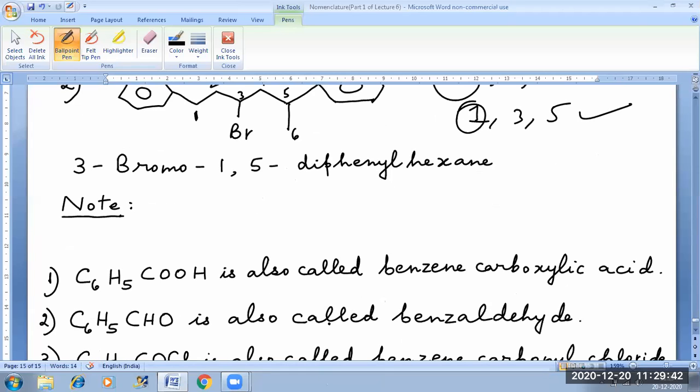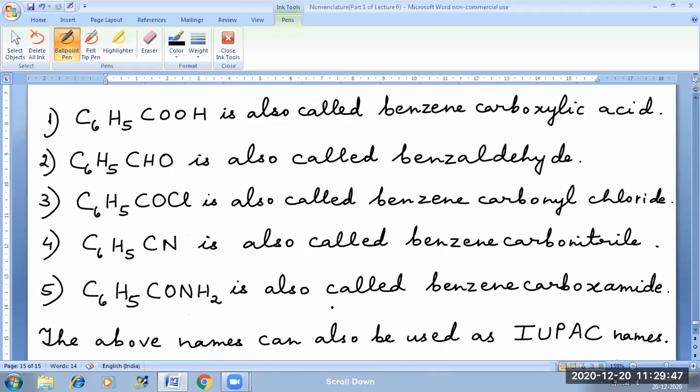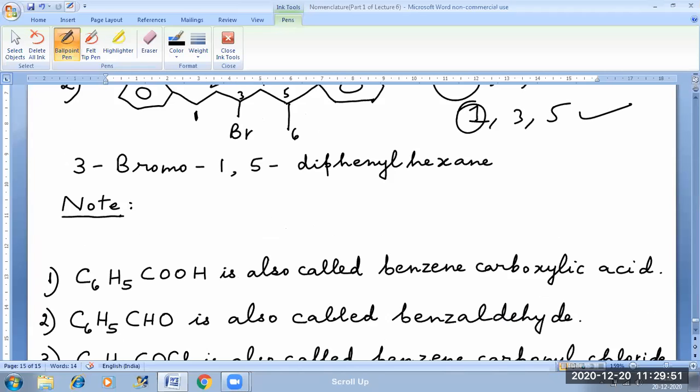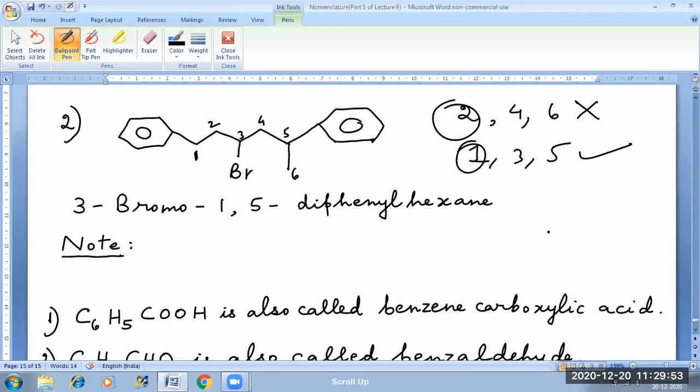Okay. Now see, look at this note. There are some points given here. Just like I gave you the IUPAC names of the compounds in the table. Any doubt? No, this you note down.